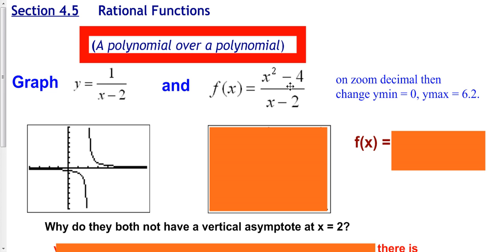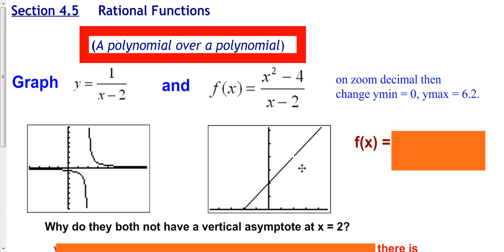When we graph this one over here, we'd have to put the whole top in parentheses, put the whole bottom in parentheses. Notice it says we need to go to zoom decimal. So after you type this in, hit the top center button of zoom, then select zoom decimal. Then you need to go back to window, change your y min to 0, your y max to 6.2. When you do that, you should get a graph that looks like this here, which is a straight line, but you notice there's a hole in our graph right here.